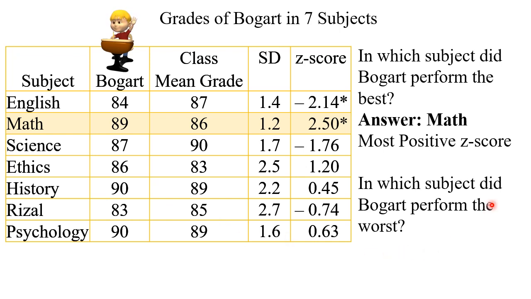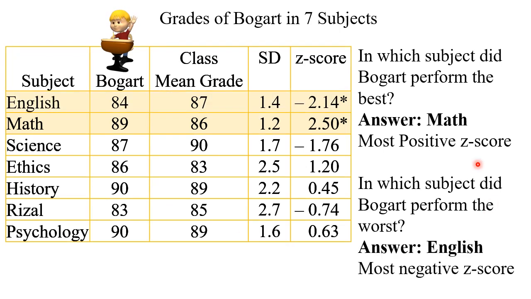Now, in which subject did Bogart perform the worst? In this case, you have to look at the most negative. The most negative is negative 2.14. So that indicates that Bogart performs poorly, or the worst, in English. Okay. Although his grade of 84 is a bit higher than in Rizal, in terms of the standard score z, the grade of 84 in English is equivalent to negative 2.14.